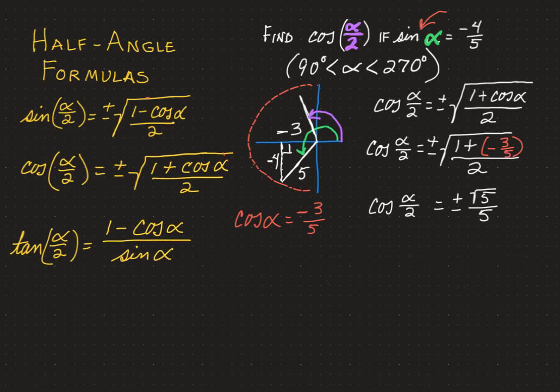Well, where is the angle we're looking for? The angle alpha divided by 2 is in the second quadrant, and in the second quadrant, cosine is negative, it is not positive. Therefore, we have to exclude the positive case. So what is the square root of 5 over 5? A little bit hard to pinpoint conceptually. If you plug it into your calculator, you get negative 0.4472.